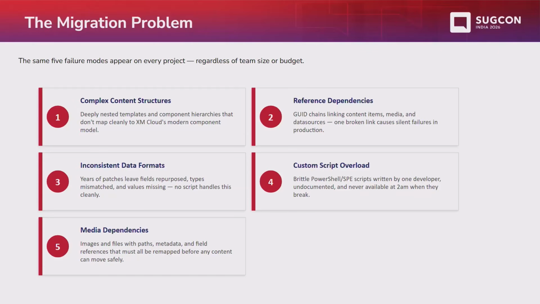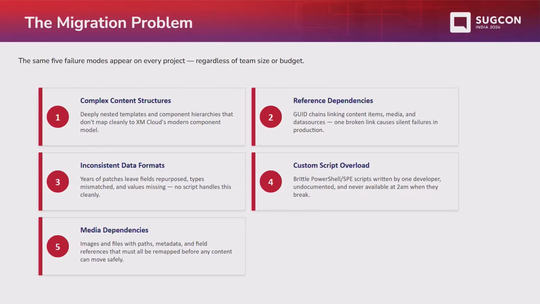Reference dependencies. Everything in Sitecore is a GUID. Everything is linked with IDs. So if there is a broken link on a page, you don't come to know unless someone comes up and says there is an error while saving a page. So reference dependencies have to be handled there.